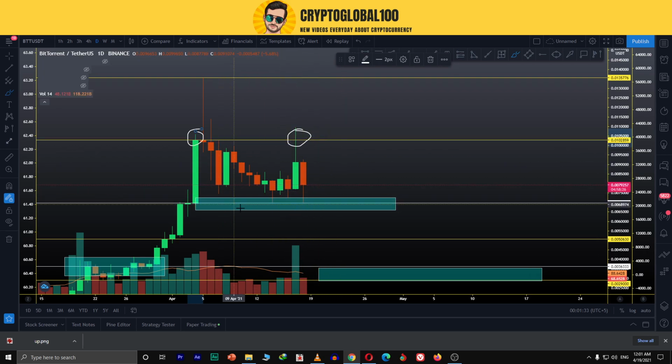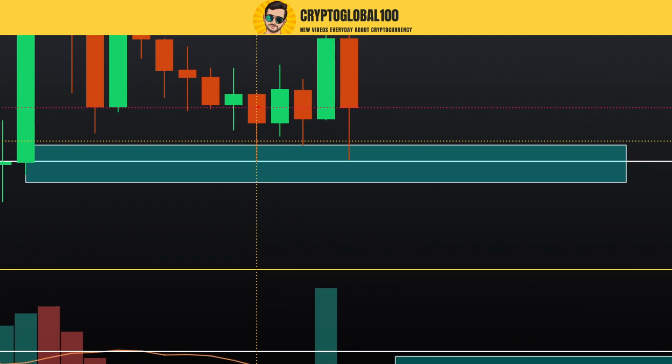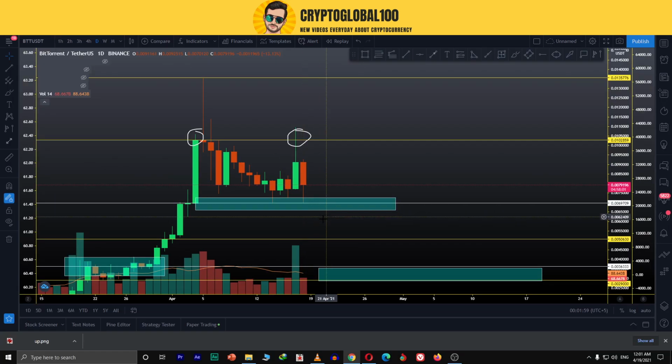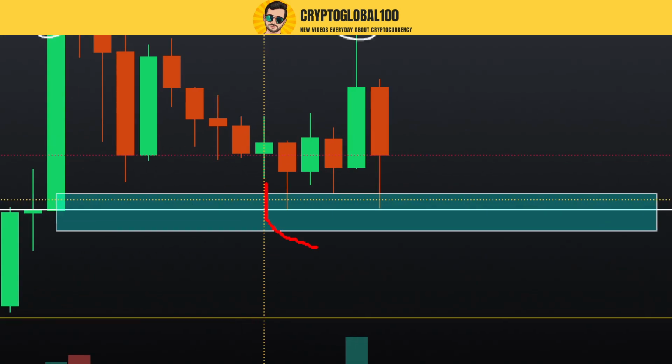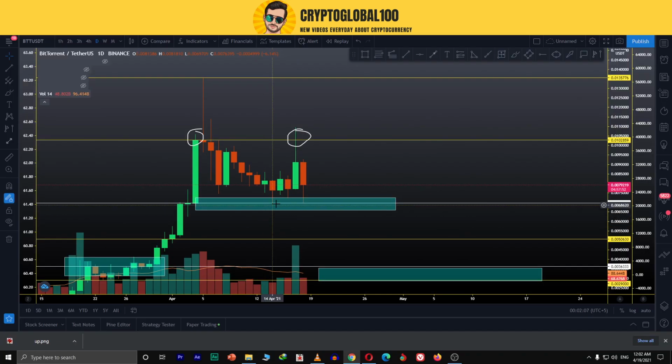Now again, this level is becoming weaker. It has been tested many times, this demand zone. But you see there are long wicks here. At this level you see a good wick. These are good supply absorption candles. These supplies are being absorbed. There is a good demand zone at this level. So we need some more volume so that we can move up.